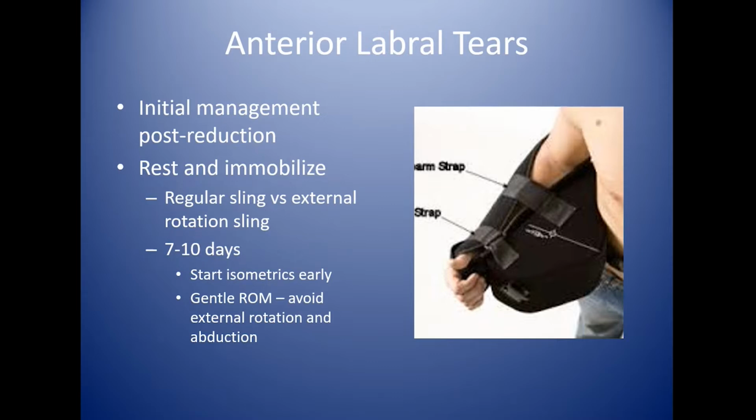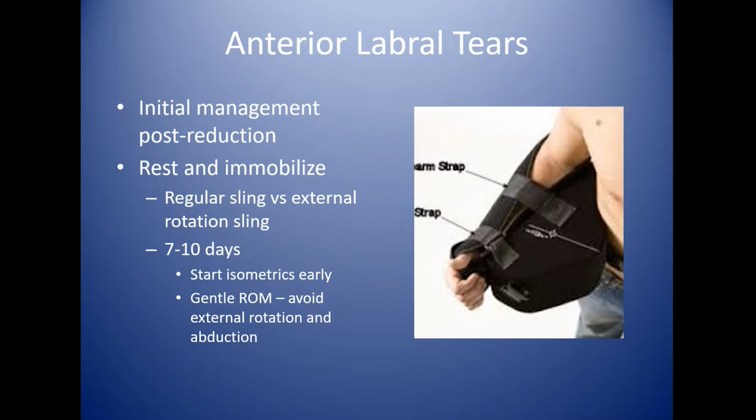Here in the US, we generally put people in a sling. In some countries overseas, they put patients in this type of a little external rotation brace. Predominantly, it came out of Japan, but the idea behind it was that maybe the tissues would heal a little better in that position. Unfortunately, it hasn't been shown to be a lot better, and those types of braces are pretty expensive, so we don't generally use them as much in the US.